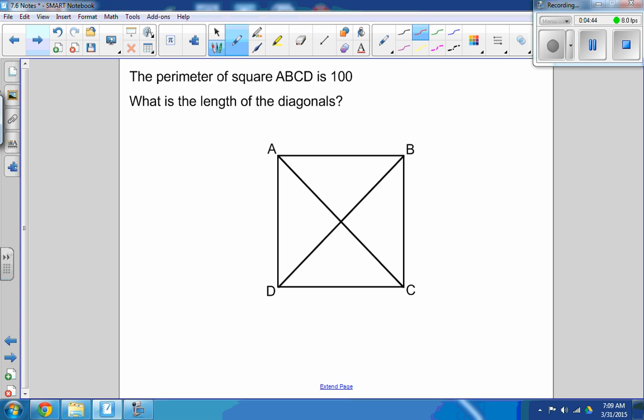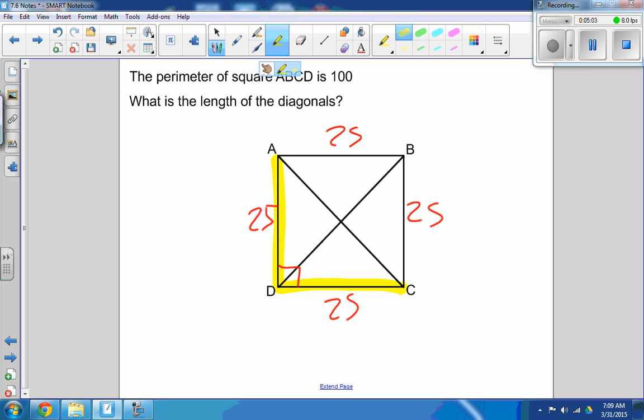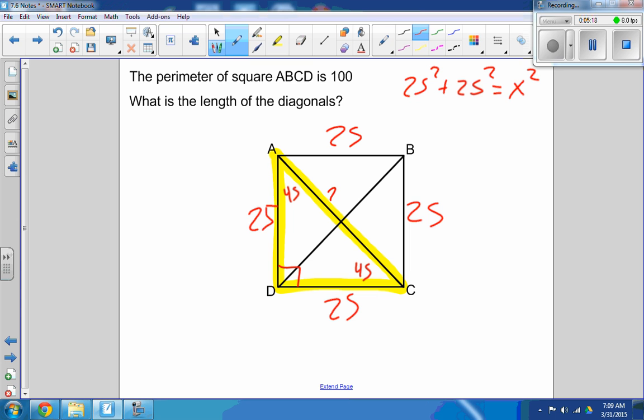So let's do this problem. The perimeter of the square is 100. What's the length of the diagonal? If the perimeter is 100, each side's got to be 25, because 100 divided by 4 is 25. Now let's find the length of the diagonals. Well, we can use the Pythagorean theorem. We also could use, if you remember, properties of a 45, 45, 90 triangle. One way or the other, we end up with the diagonal being 25 square root 2.